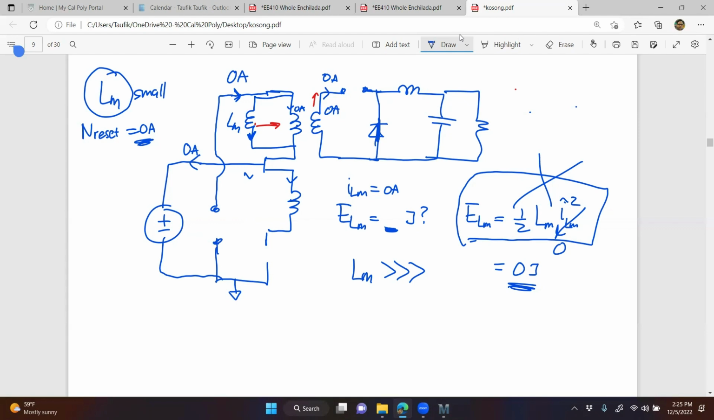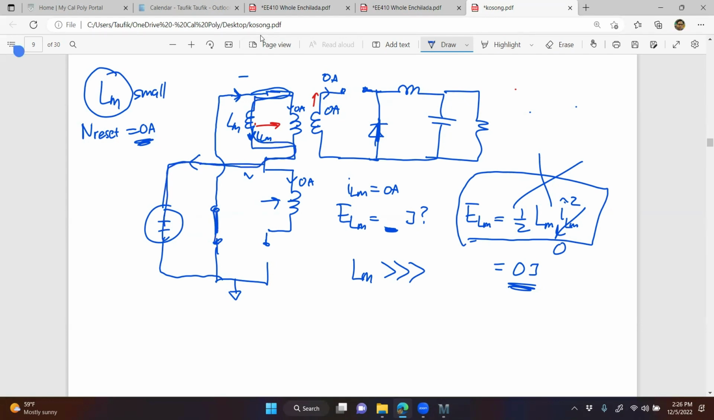That means how much current through this winding right here on the bottom side? 0 amps as well. What about this winding right here? 0 amps as well. But do we have current for the source? Yes. The source now is getting current from Lm because Lm is not 0 anymore. So there's going to be ILM right here, which is not 0, and it's flowing this way, that way, back to the source.